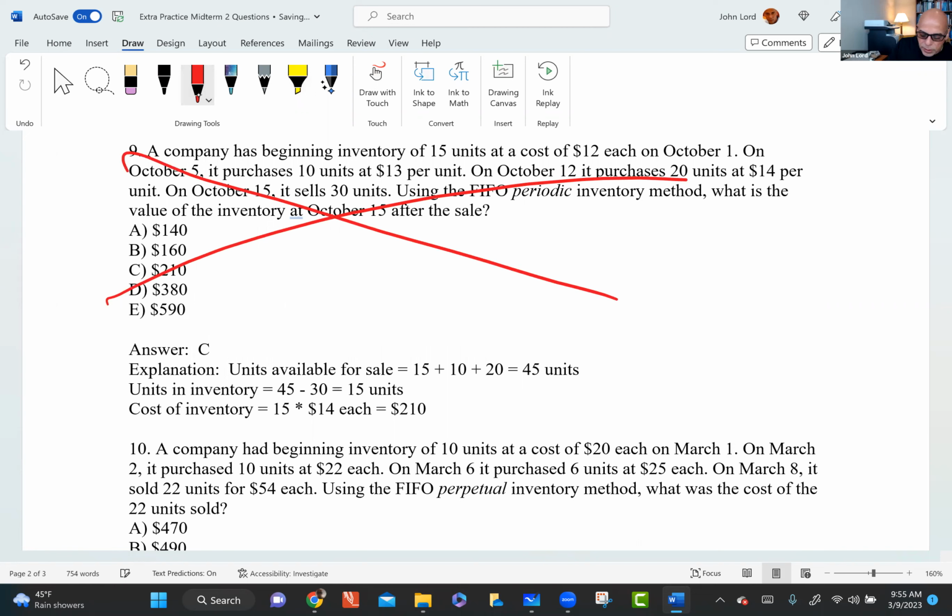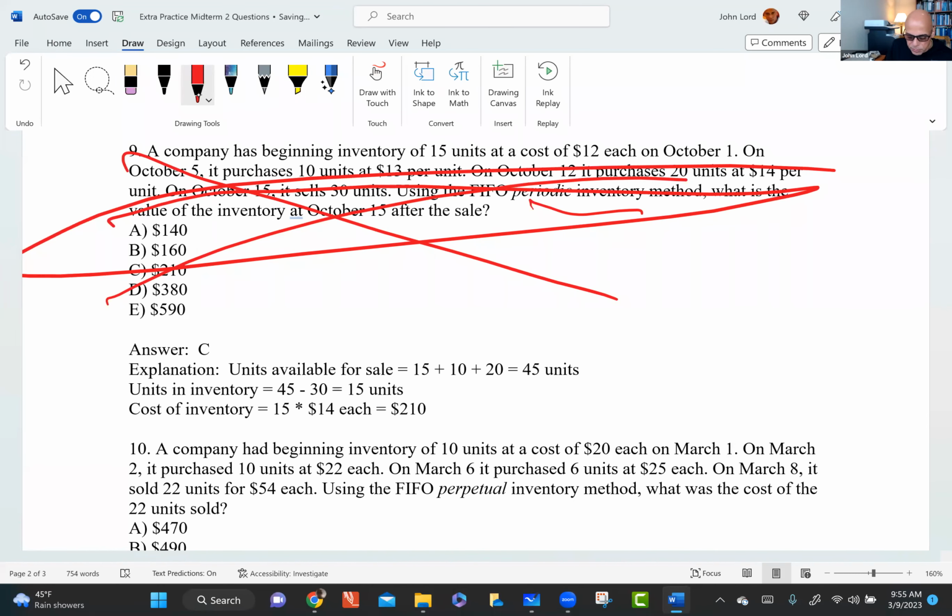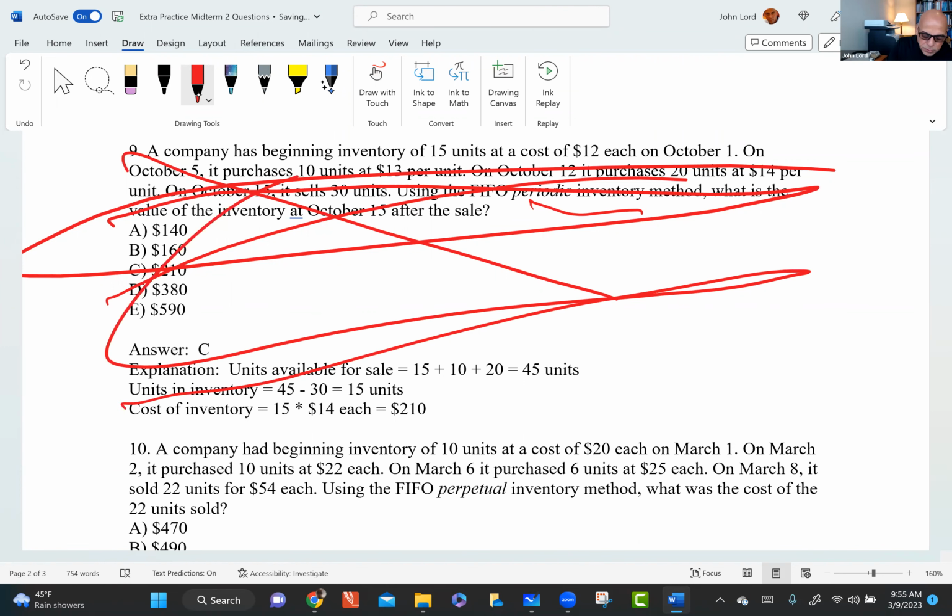Never mind, I don't want to ask periodic in here. Periodic inventory method is something that's really kind of old hat, and I don't want to ask that. So just ignore this question. I missed that they said periodic there. Never mind this question. I don't want to do periodic.